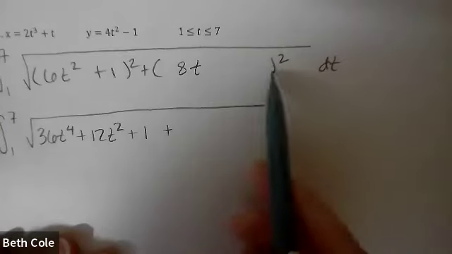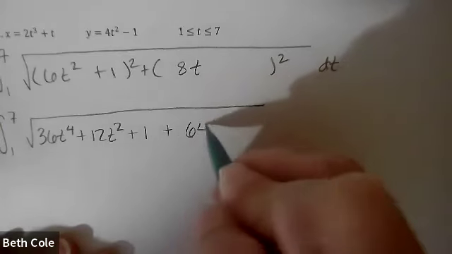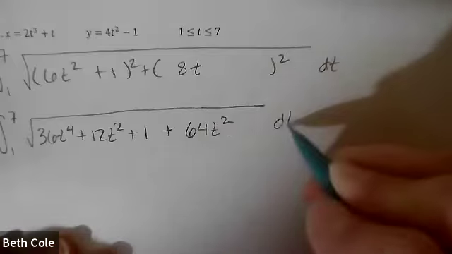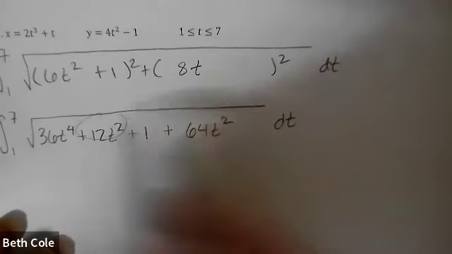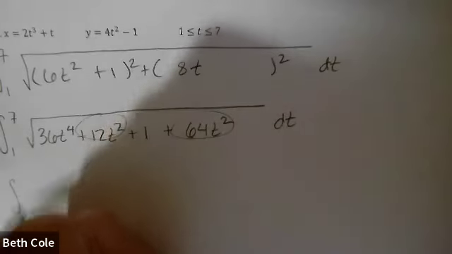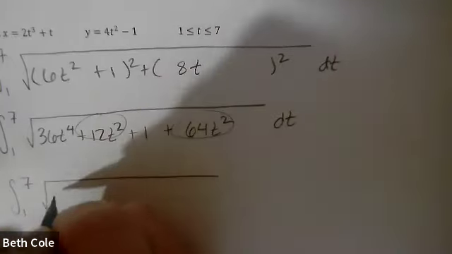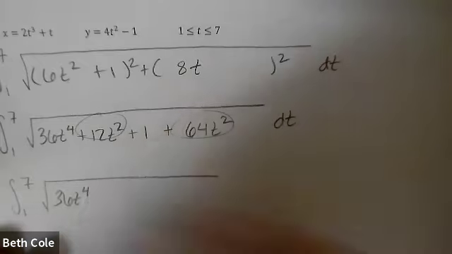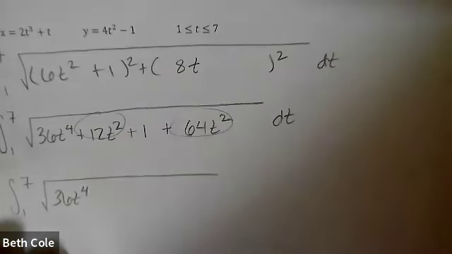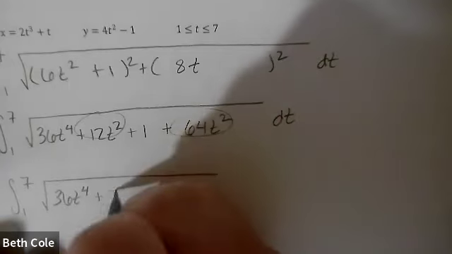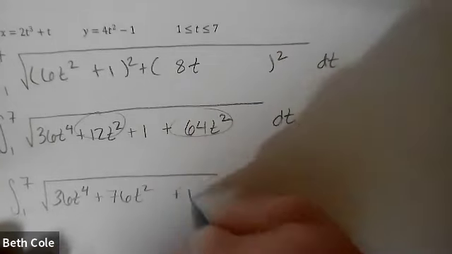All right, and then 8t squared, we're going to square the 8 and square the t. And then last thing, we're going to just combine these like terms. And then this will be our final answer. So 36t to the fourth. What is that going to be? 76 t squared plus 1 dt.